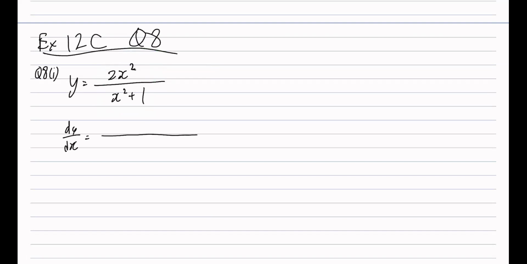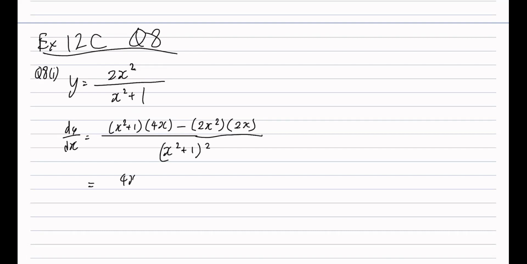Okay, yes. I'll just do it quickly. Low d high minus high d low over low square. Very good. The top will equal to 4x. Let me just expand it out. Plus 4x minus 4x squared. Wait, no. Did I mess up? Oh, cube. Right. Cancel. Get 4x.